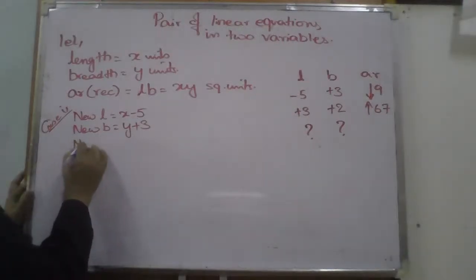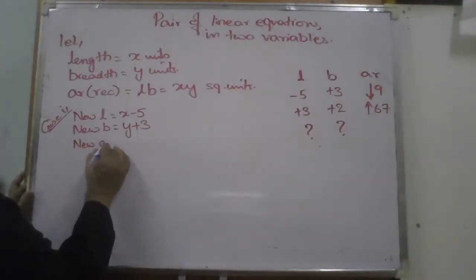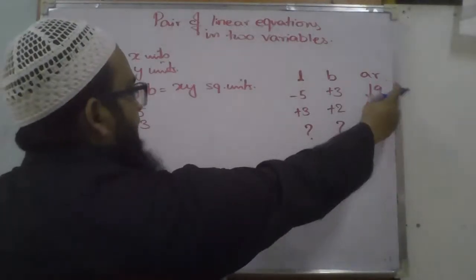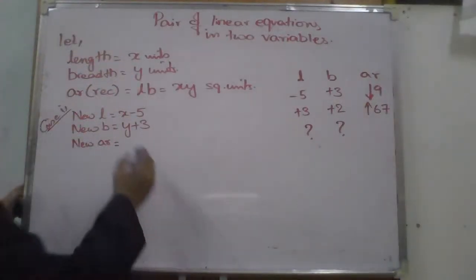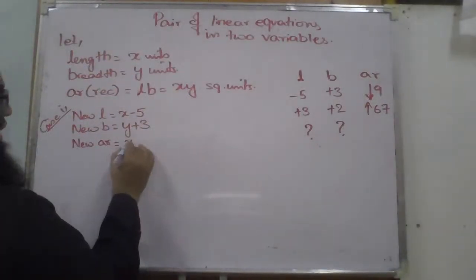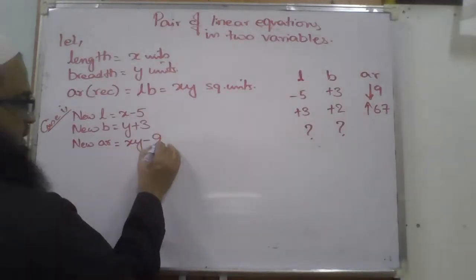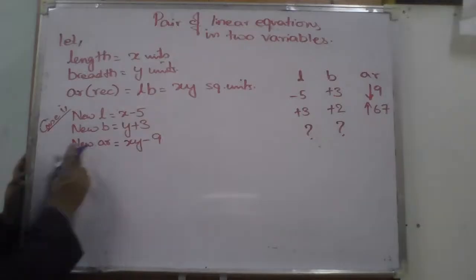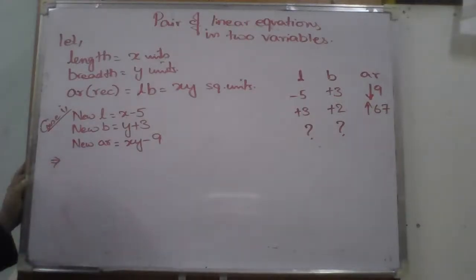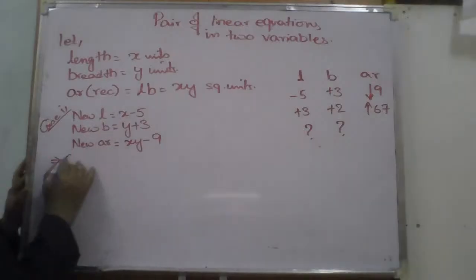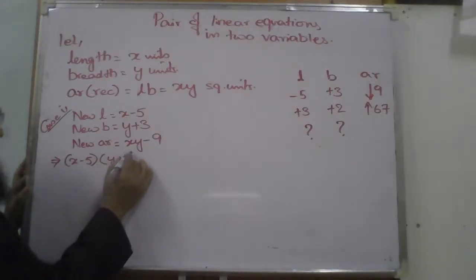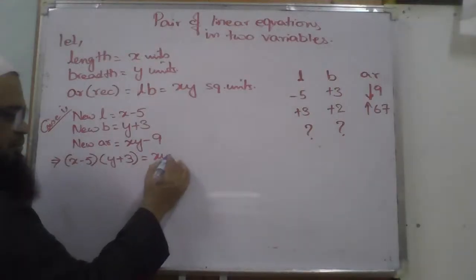Now, what will be the new area? He is telling that it decreases by 9. So that means the original area is xy, so the new area is xy minus 9. Is it right? But what is the formula for new area? New area is equal to new length into new breadth. So (x minus 5) into (y plus 3) is equal to xy minus 9.